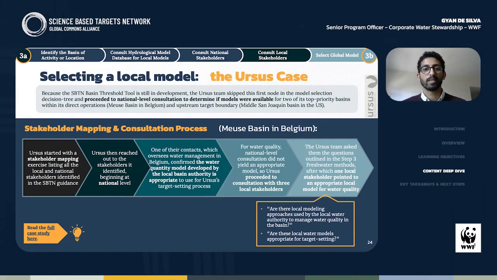This section provides hypothetical examples of how a company, Ursus Nourishment in this case, has set targets for water-related pressures at sites prioritized in Step 2.